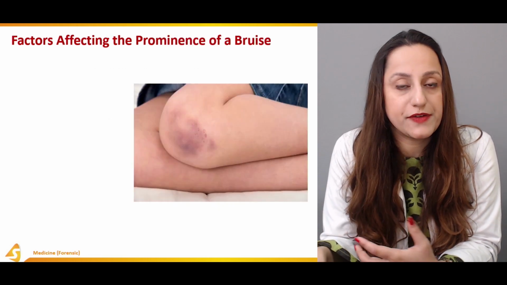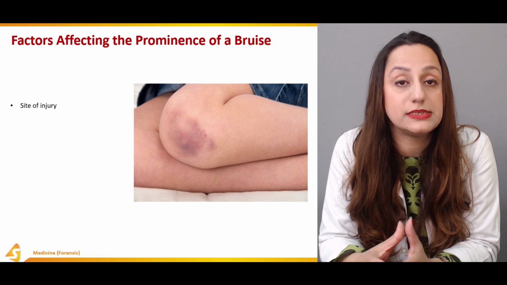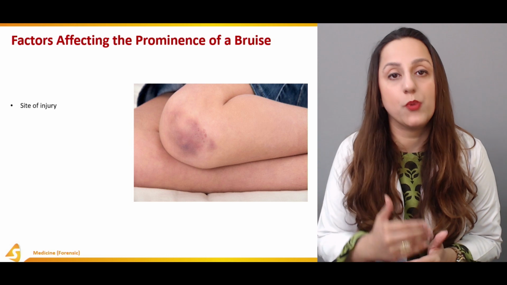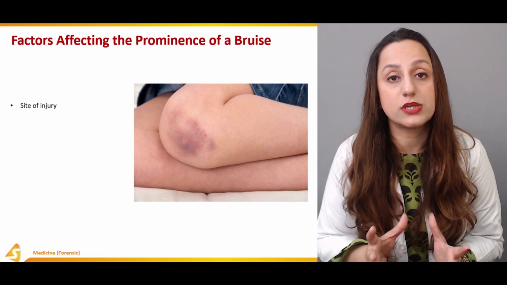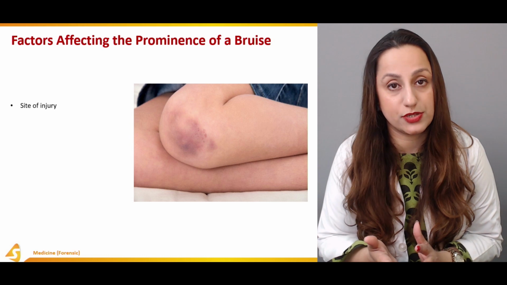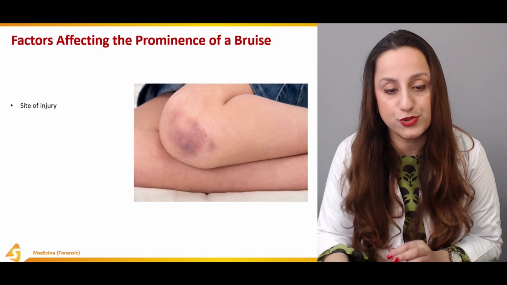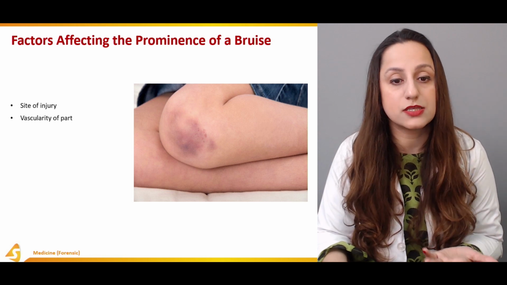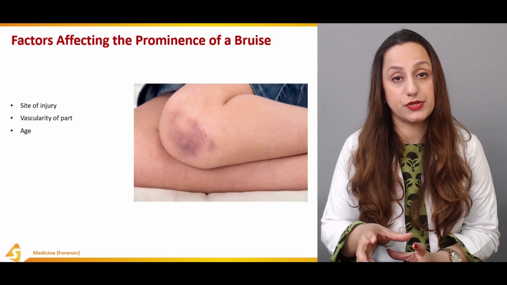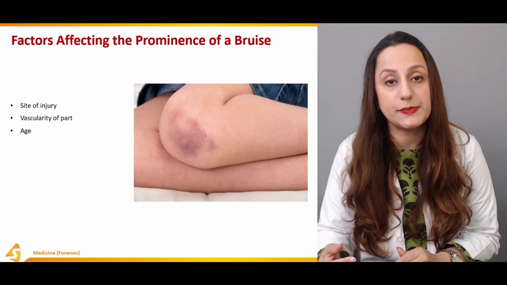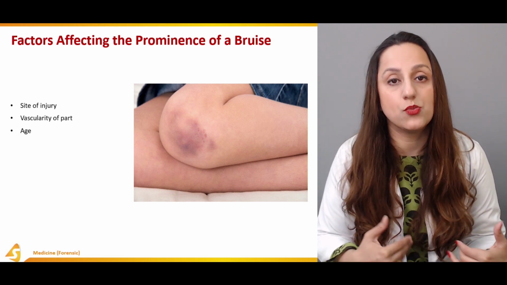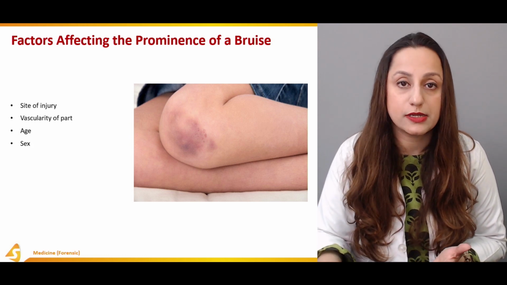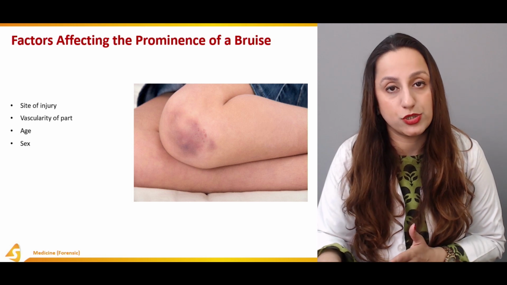The factors which affect the prominence of a bruise. Talking about the site of injury, it is very important, because if there is an underlying bone, there will be pressure on the vasculature, and it will cause a much larger bruise. The vascularity of the part is again involved over here. Now, the age of the person is very important, as older people and children are more prone to bruising. The sex of the person is also important, because the female gender is more prone to bruising.